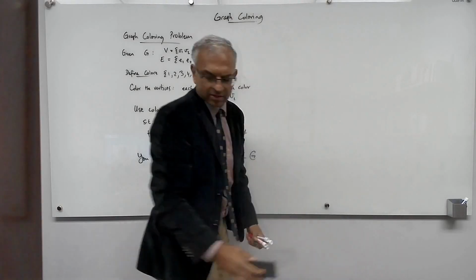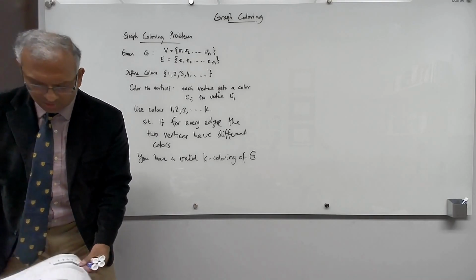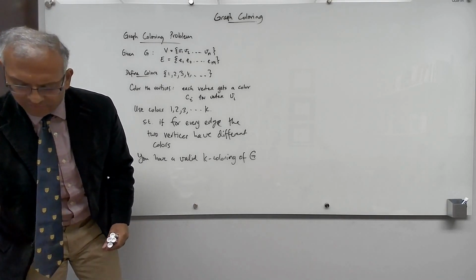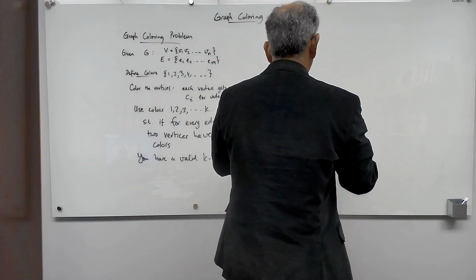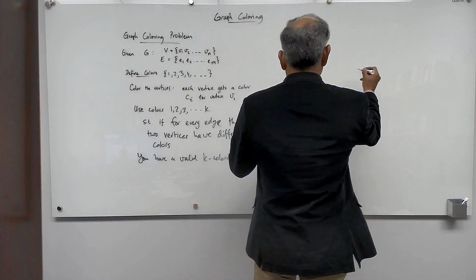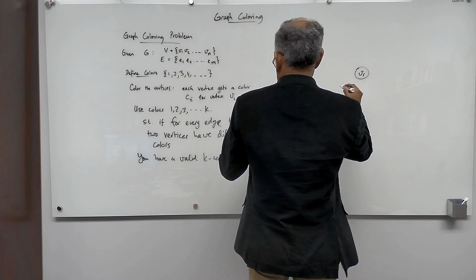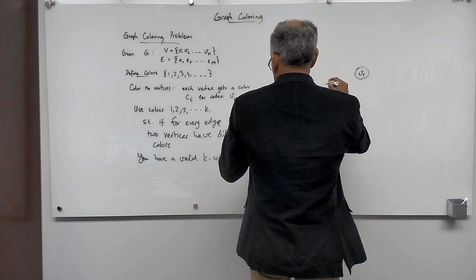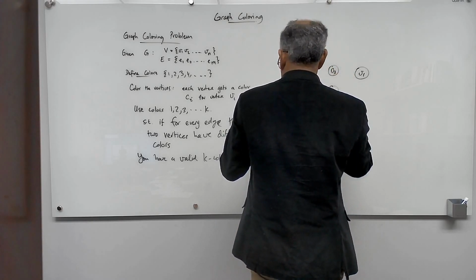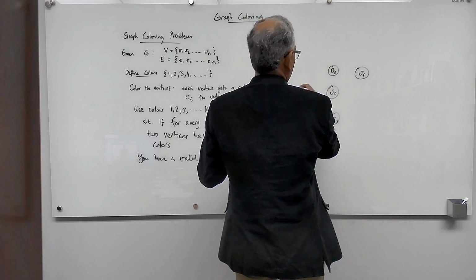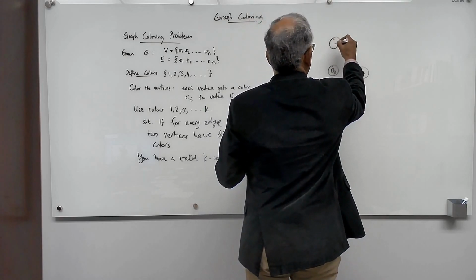Okay, so let's consider a graph. I'm going to show you a graph, so let's pull up a graph. I'm going to label the vertices. So here's V1. Here is V2. Here is V3. Here is V4. Here is V5. And here is V6.